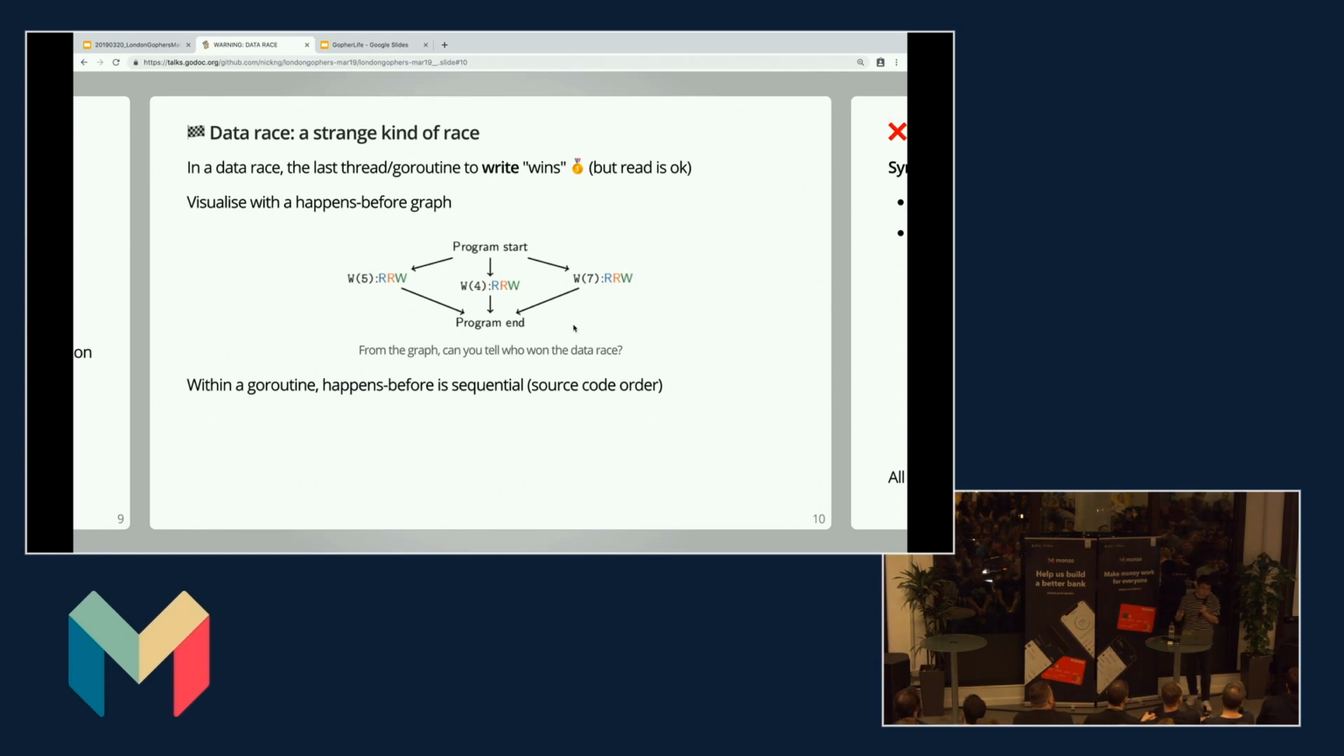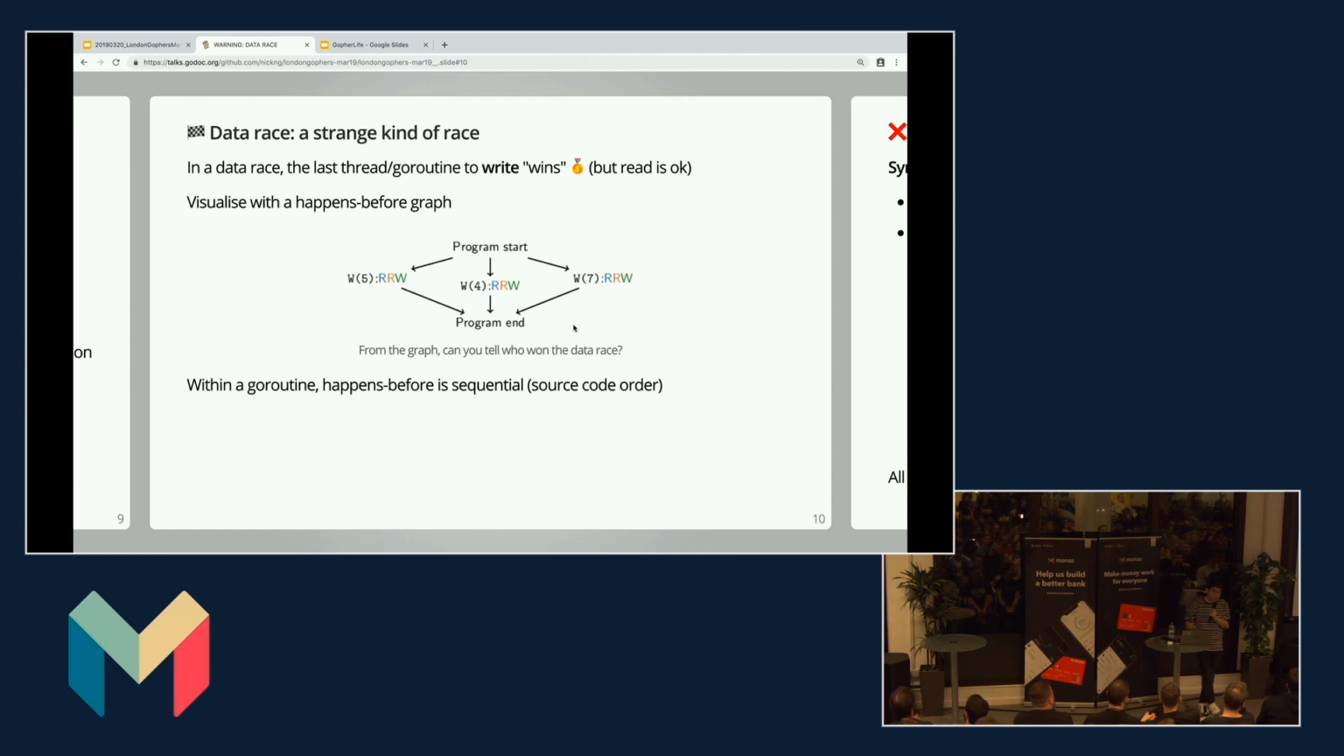And we can visualize this with a happens-before graph. I apologize, I'm going a little bit technical here, but a happens-before graph is just a way of expressing causality in a more graphical form. Here I have the three original withdraw threads: withdraw 5, withdraw 4, and withdraw 7. The RRW means read, read, write, just like in the original program where we first read the balance, and then to update the balance we read again, and then we write.